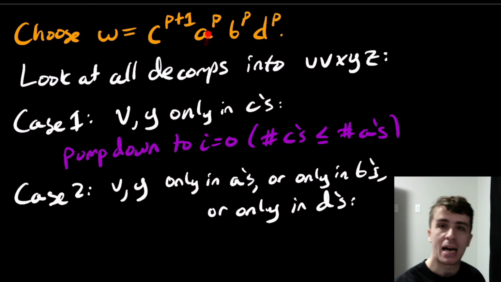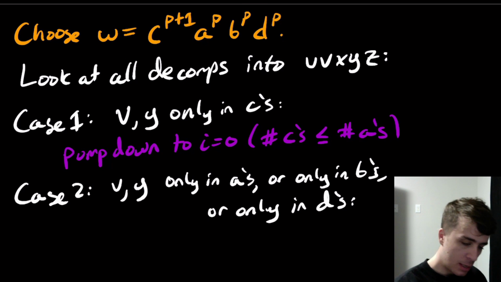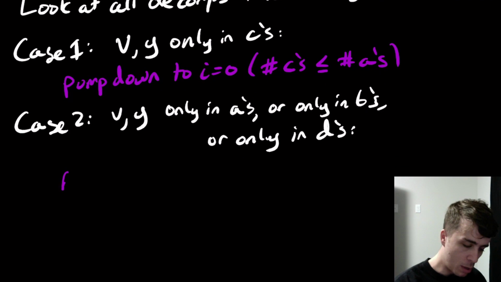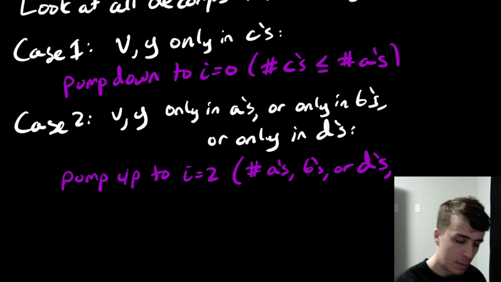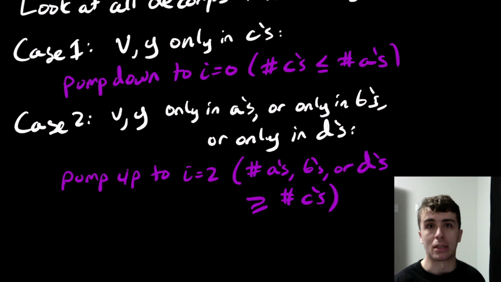So if we pump up to i equals 2, if we pump down, then it won't work because we'll have fewer A's. But if we pump up, we'll get at least as many A's as C's because we're obviously putting at least one A into the string. So what we'll do here is pump up to i equals 2. The number of A's, B's, or D's, I have no idea which one it is, but it's one of those, will be at least the number of C's, which allows us to actually leave the language.